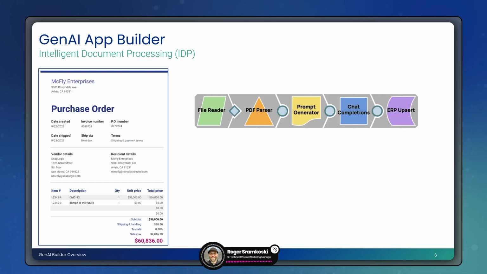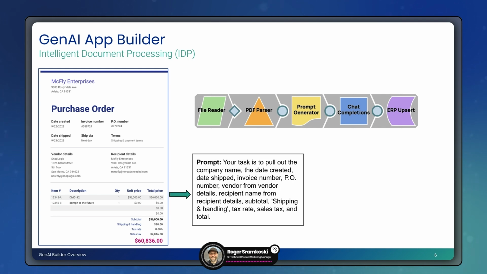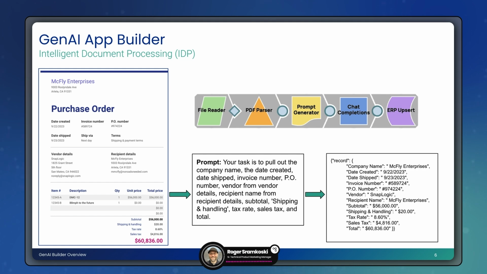First, let's talk about intelligent document processing. We will use the purchase order on the left side for this example, and our goal is to use natural language instead of code to extract the fields that we want, such as invoice number, PO, recipient name, etc., and turn that data into JSON for our ERP system downstream.